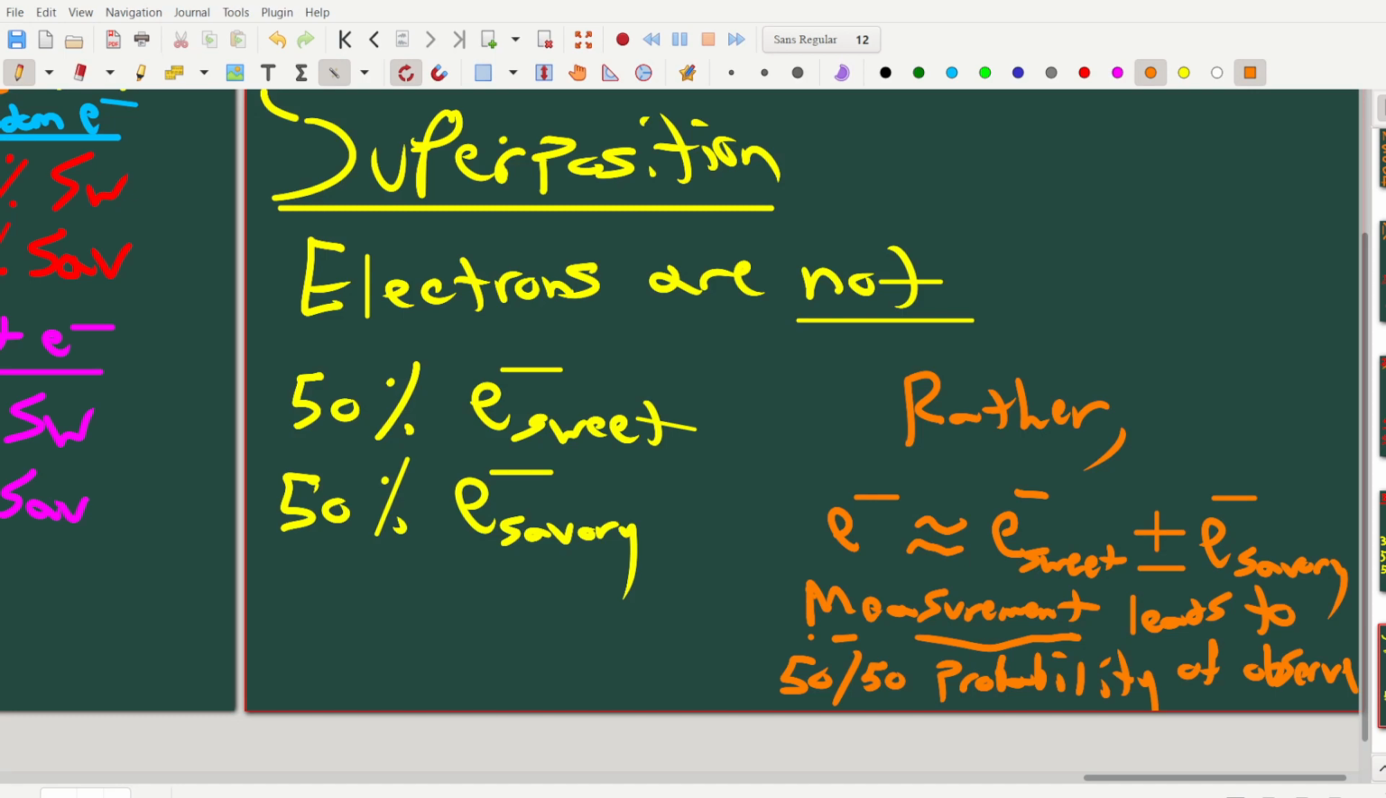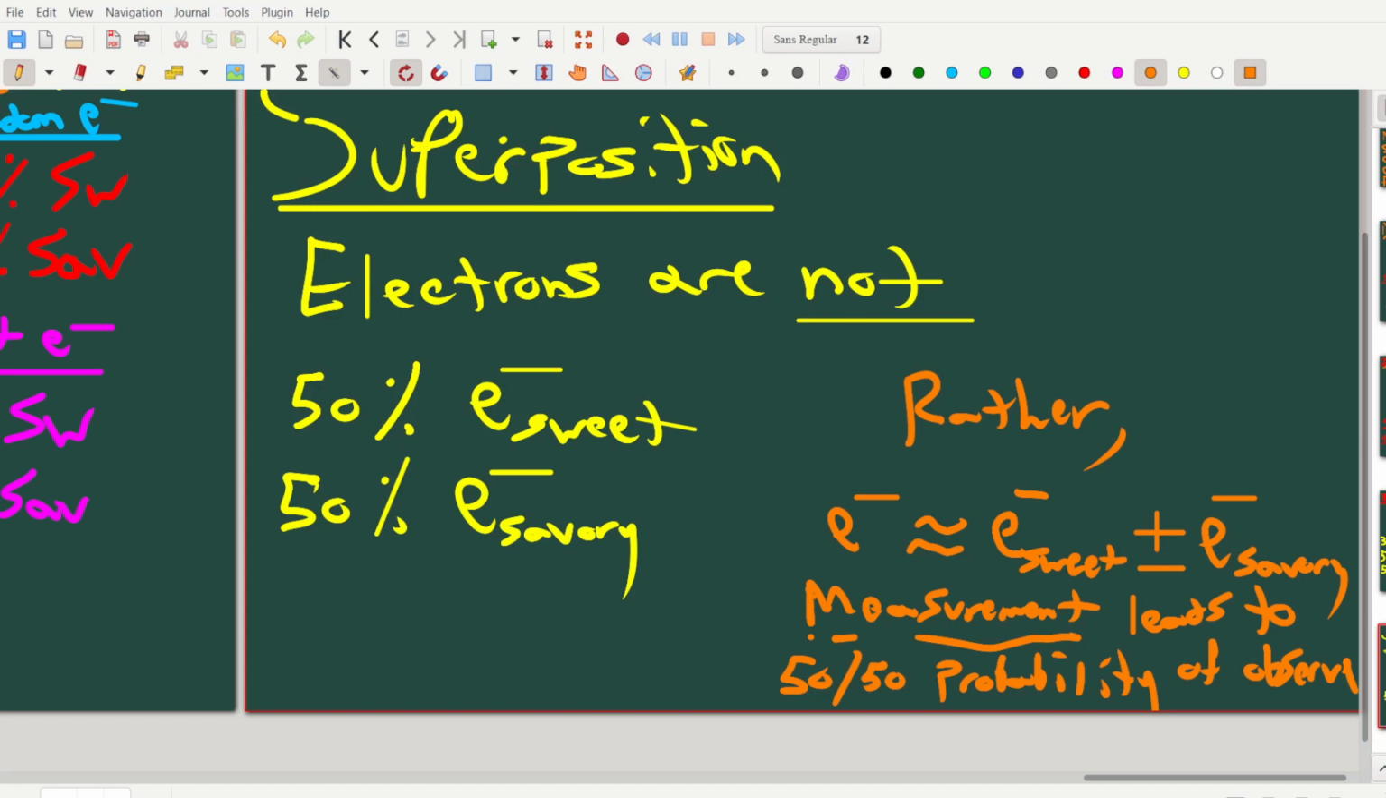And when we measure the electron with our apparatus, the 50-50 doesn't tell us how many are sweet and how many are savory. It tells us the probability of observing an electron being sweet or savory. All right? So the property of an electron is that it's sweet and savory. It's just that when we measure it, there's a 50% chance of getting one or the other. We can't measure it being both. We can only measure one result. There's no line that gives us sweet and savory together. We just get sweet or savory out of the box.